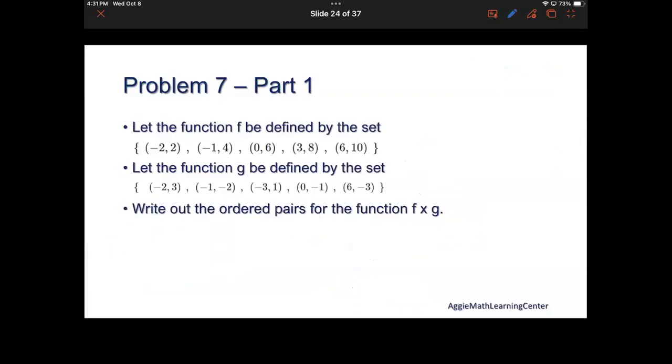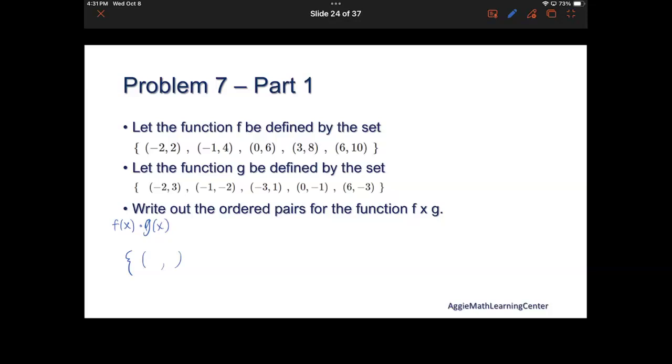Okay, and it's fast. So we have this function f, defined in ordered pairs, but we're cool with that because we know our definitions. And we have this function g, also defined by ordered pairs. I want the ordered pairs for the function f times g. So just reminding us, that can look like this. That's a g. Okay, so I'm going to make a group of ordered pairs.